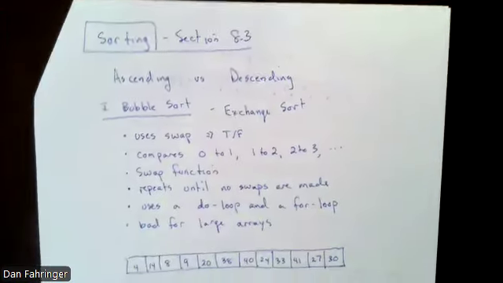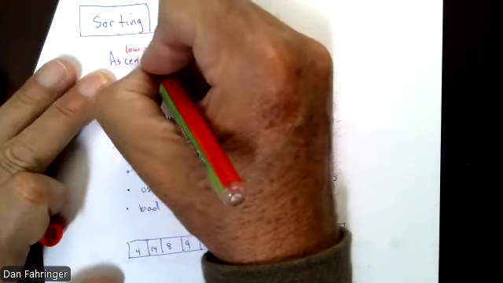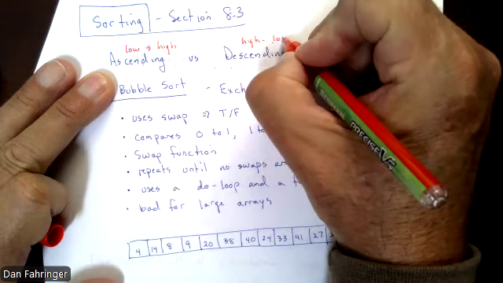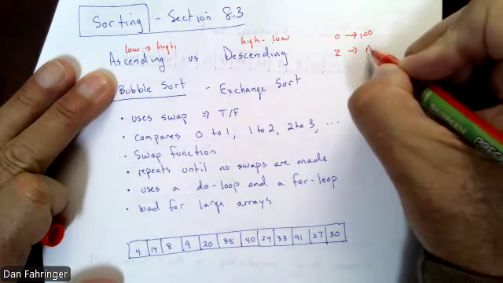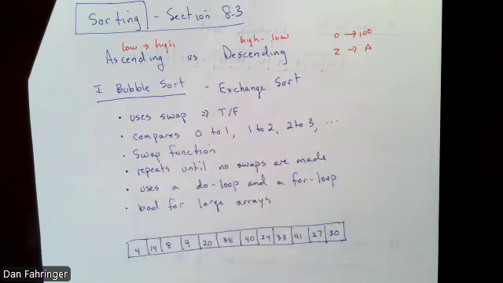Okay, so now we have a list of numbers. And we're going to take a look at section 8.3, and we're going to learn a couple of ways to sort. First thing we need to clarify, I have ascending and I have descending. Low to high, low to high, high to low. 0 to 100, Z to A, whatever we're talking about. We have low to high, Z to A, high to low.